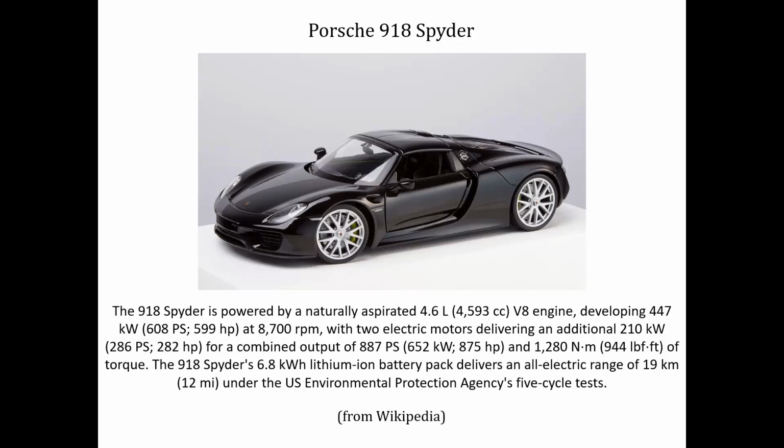So first here we have some of the specifications of the performance of this car. It is powered by a naturally aspirated 4.6 liter, 4,593 cc V8 engine, developing 447 kilowatts, 599 horsepower at 8,700 RPM. So that produces almost 600 horsepower. And then they have two electric motors that deliver an additional 282 horsepower. So combined, that's 875 horsepower.